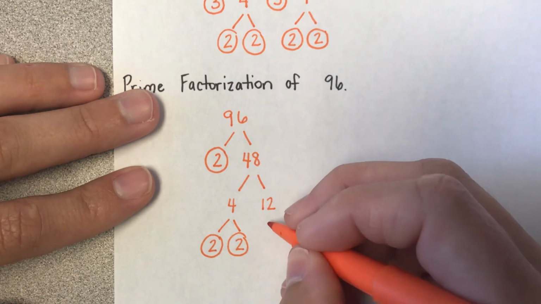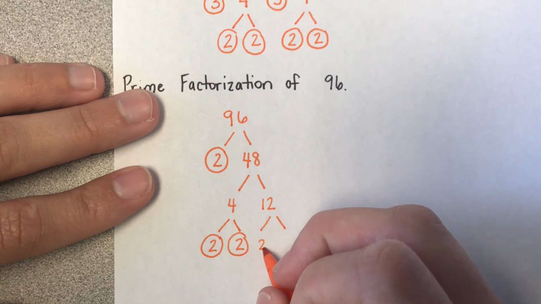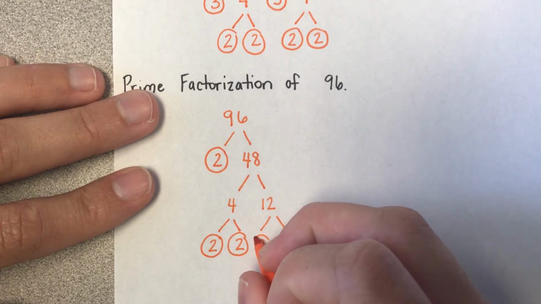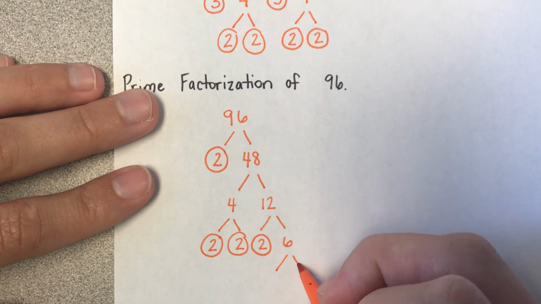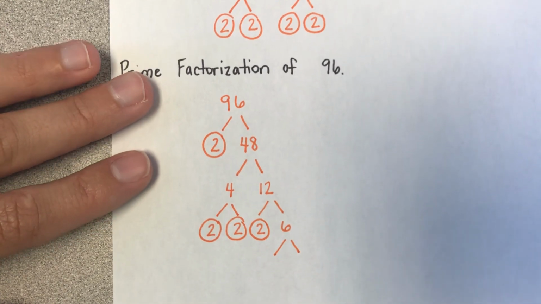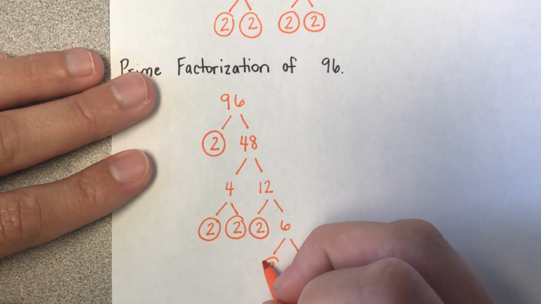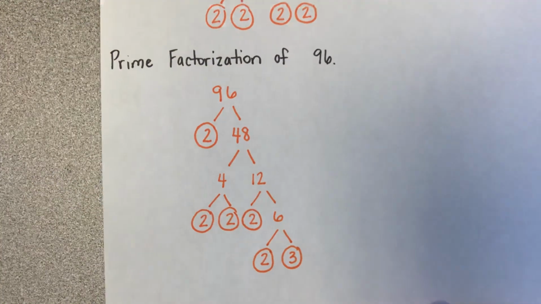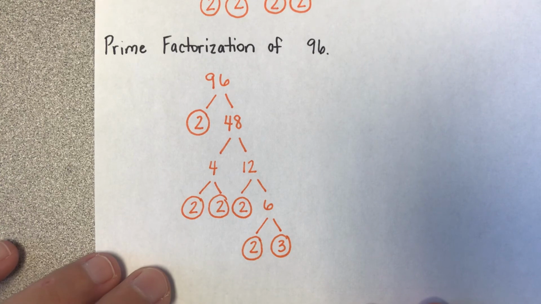Okay, what gives me 12? That would be 2 and 6. Are either one of these prime? Yes, 2 is prime. 6 is not prime, so I need to break it down some more. What gives me 6? That would be 2 and 3. Everything is circled, everything's been broken down. I don't have any branches left, so I know that I must be done.